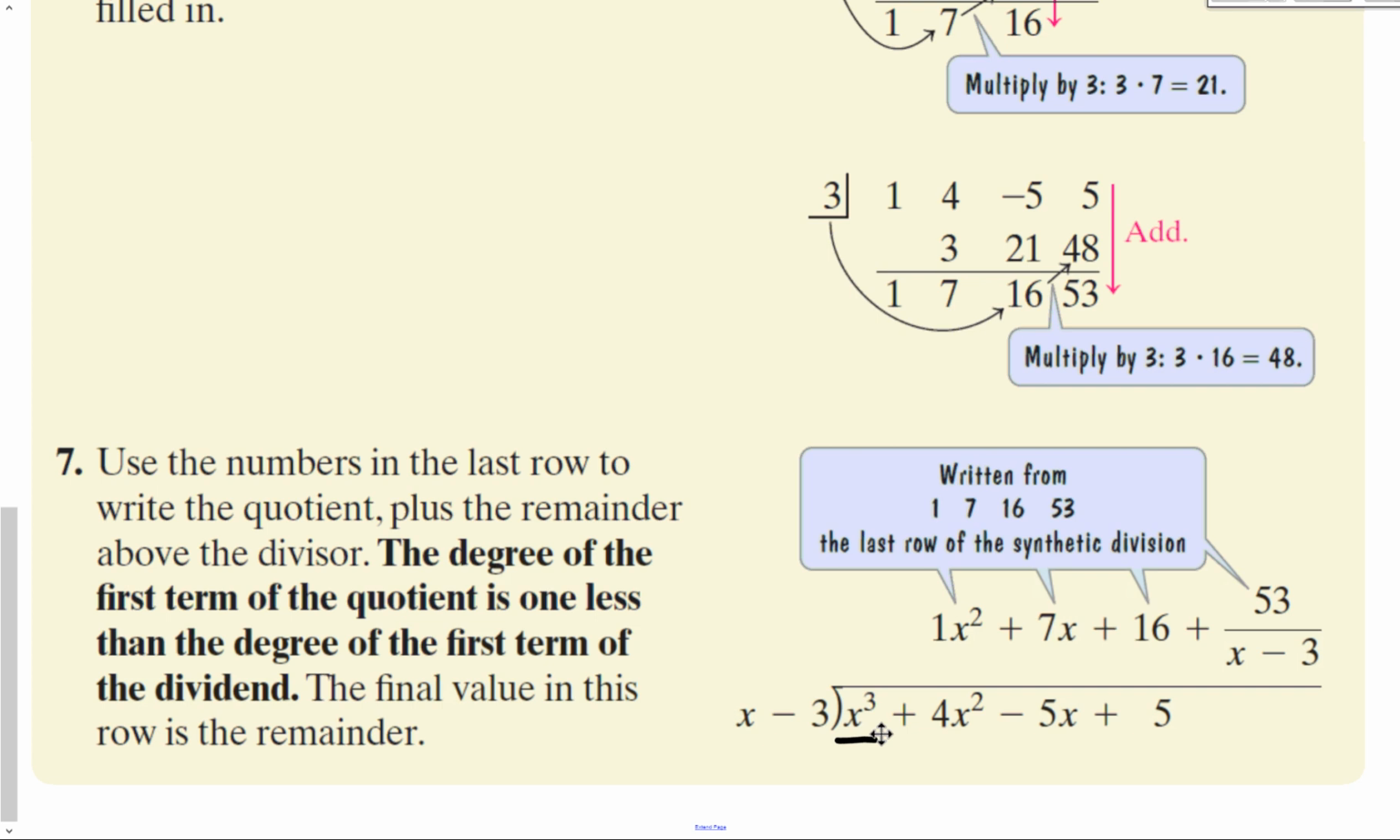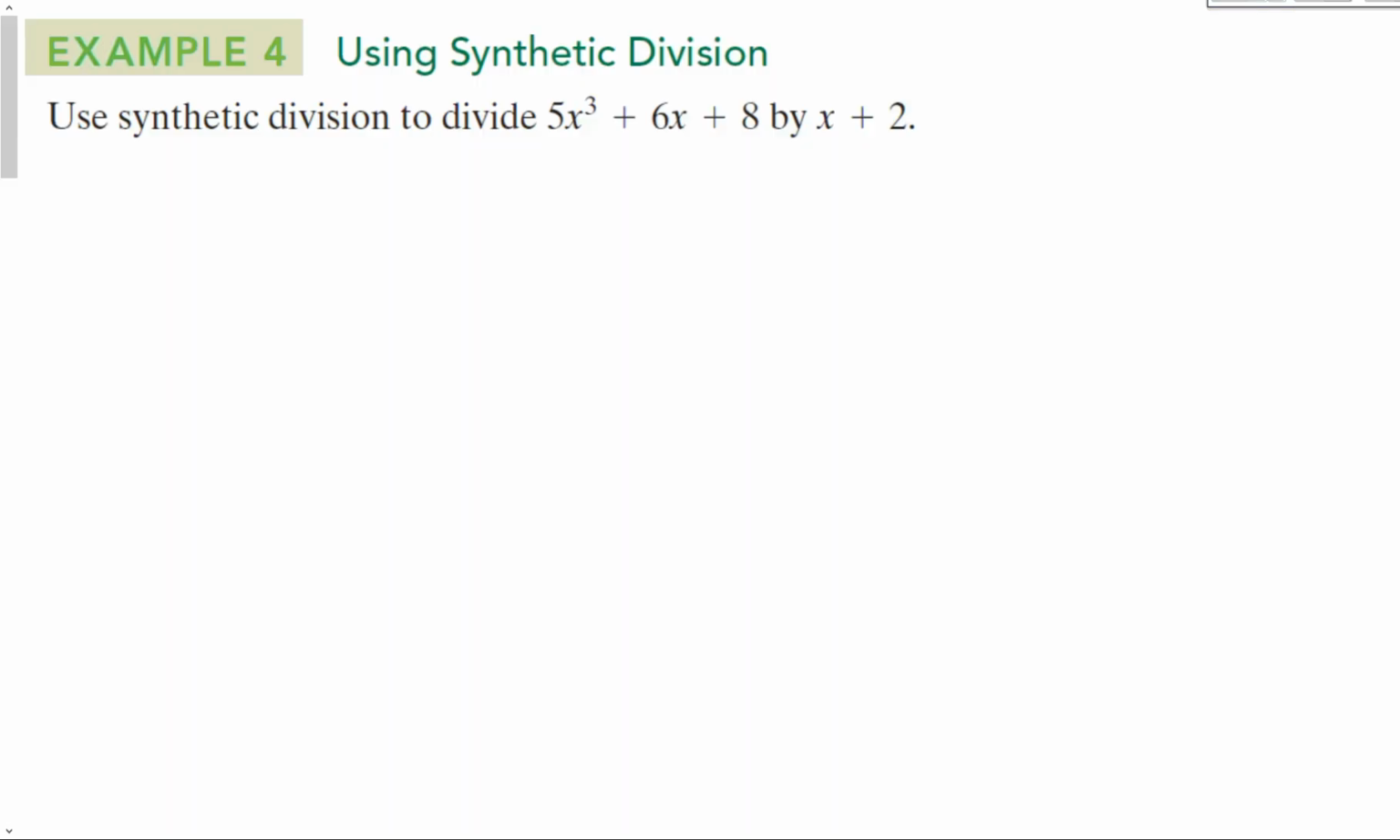So we started with x to the third, and my answer is going to be x squared because we're dividing out a linear factor. We're dividing out an x minus or plus some number. So when we divide an x to the third by an x, we're going to get an x squared. Let's see how this works.